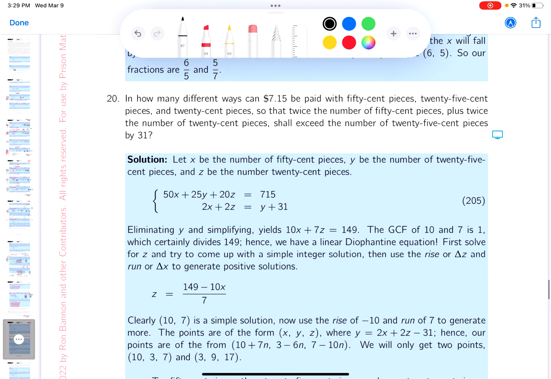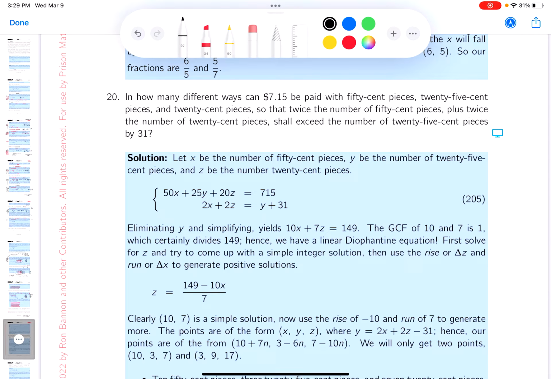All right. Okay. I think we're at a point in the problem set where we're starting to really have an application to this. And remember, I really shouldn't be using decimal numbers in a Diophantine equation. So I'm going to be talking about not the decimal number, but the money in pennies. And that'll be 715. And that's why you see that there. And they're talking about 50-cent pieces, 25-cent pieces, and 20-cent pieces.